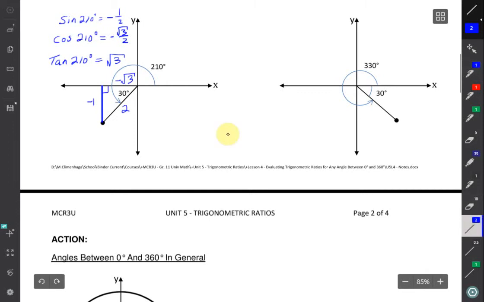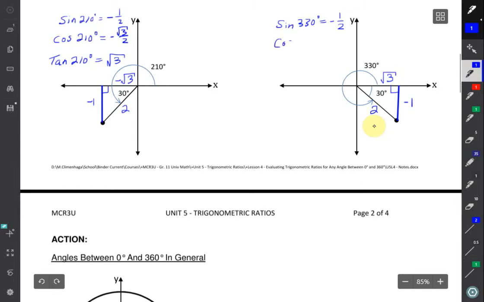Coming over to this fourth triangle, negative 1, 2, and remember the hypotenuse or the terminal arm is always a positive value. And we have a positive root 3 here. The sine of 330 degrees is equal to the opposite, minus 1, over the hypotenuse, which is 2. We have minus 1/2.